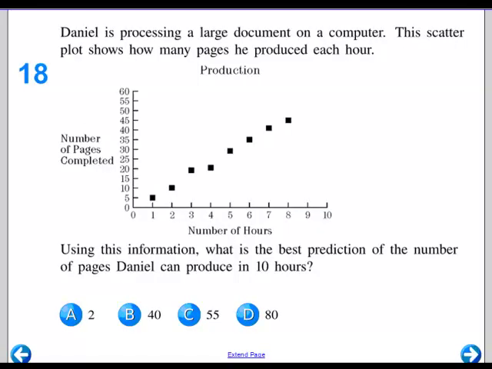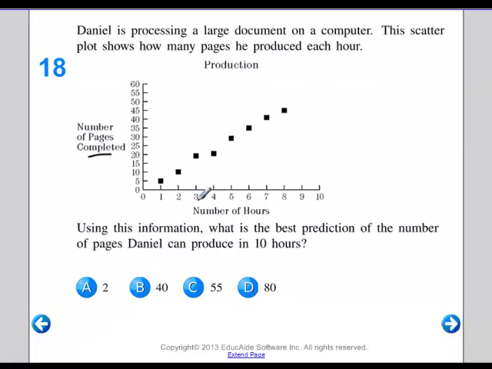Number 18. Daniel is processing a large document on paper. This scatter plot shows how many pages he produced each hour. Okay, so we have number of pages and number of hours. So it's taking a lot of hours, and the number of pages, maybe they're really intense, or maybe these are in the hundreds of pages. I'm not sure. Using this information, what is the best prediction of the number of pages Daniel can produce in 10 hours? So it's just like the last problem.